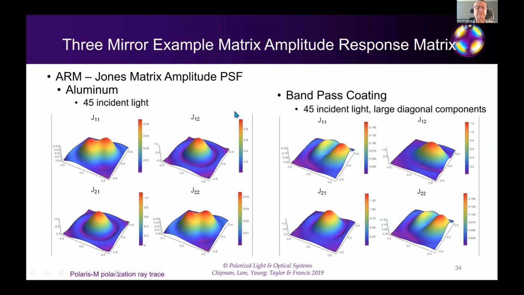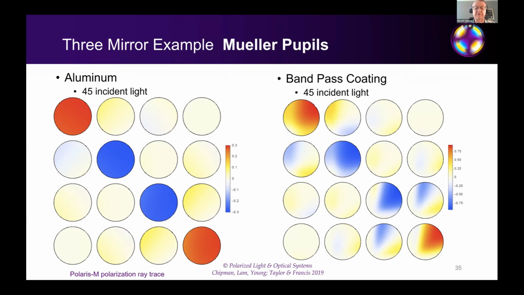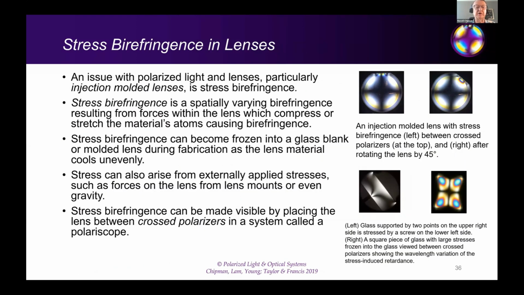Similarly, we can take this amplitude response matrix and convert it into a Mueller matrix, a Jones matrix to Mueller matrix conversion. And that will give us a Mueller matrix point spread function. So this is an example of a polarization ray trace where we took into account Fresnel equations for aluminum or multi-layer coating equations for a bandpass filter. I'd like to show one more example of stress birefringence in lenses.